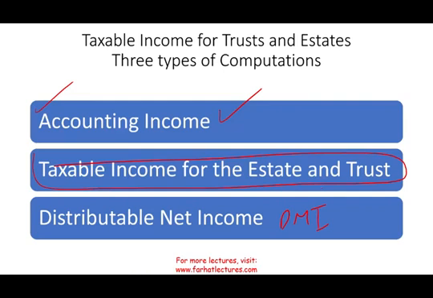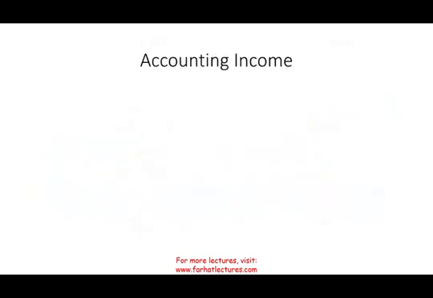And from DNI, we're going to find the distribution deduction, then go back and compute taxable income. Don't worry, we're going to be going back and forth a little bit, but believe me, you will understand what's going on shortly. Starting with accounting income, that's very important. So what is accounting income?